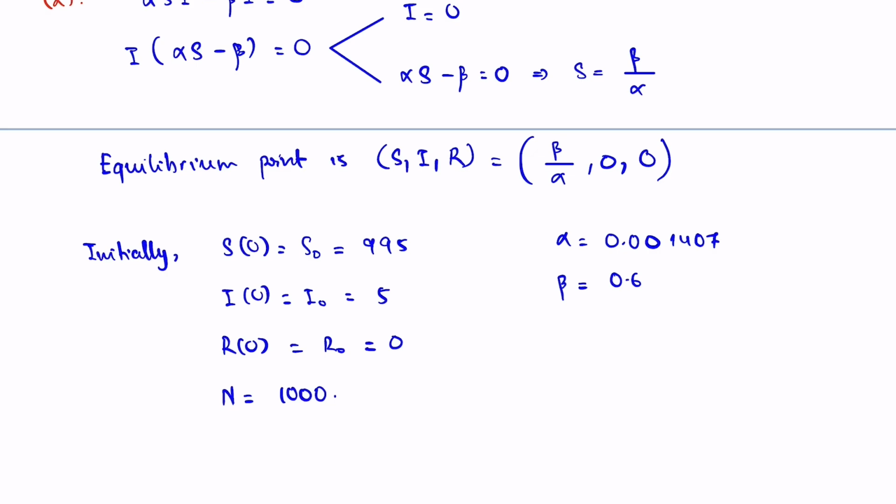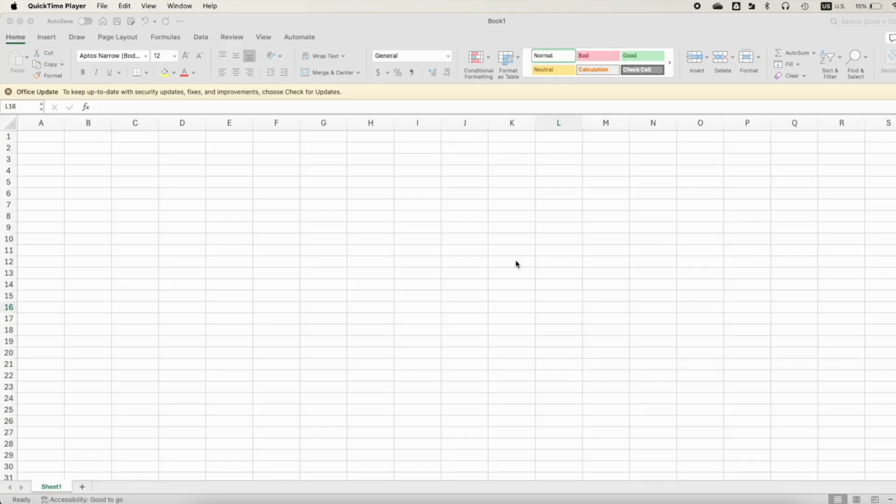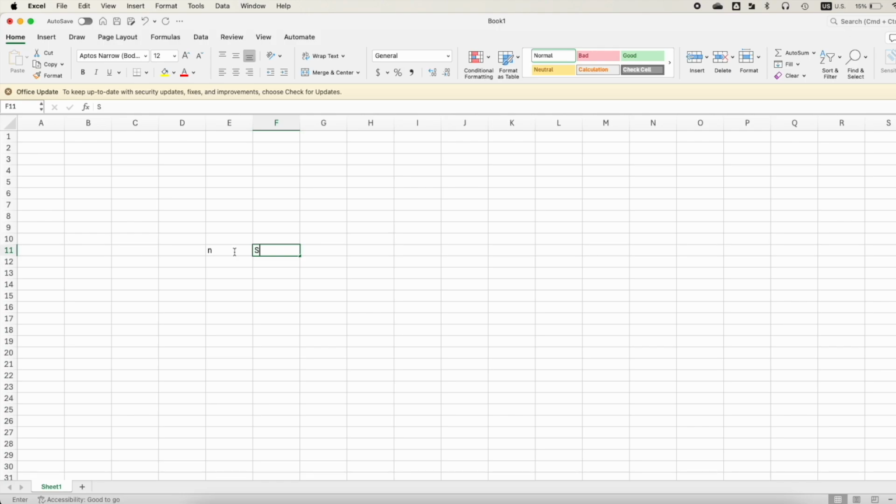Now we're going to use this number and input that into Excel to observe the solution curves. So we're going to use Excel to generate the solution curves of the system of difference equations for the SIR model. I'm going to create 4 different columns. The first column is for time period N. The second column is for susceptible. The third column is for I, the infected compartment. And the last column is the recovery or removed compartment. Initially, we're going to see 995 people in the susceptible compartment. 5 people get infected from the disease, and there's no recovery at this point of consideration.